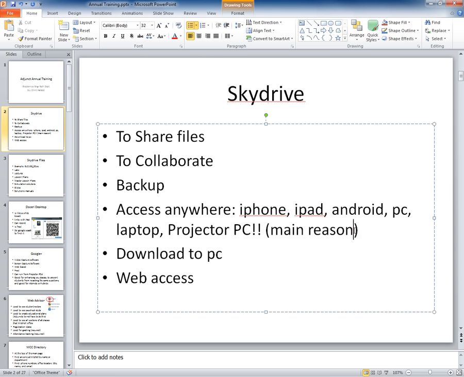So SkyDrive will allow you to access your data that's on your computer at home or on your laptop from the projector PC, where you can present your PowerPoints without having to have a thumb drive or something like that. You can also download to your PC and you have web access. So let me show you SkyDrive really quick.